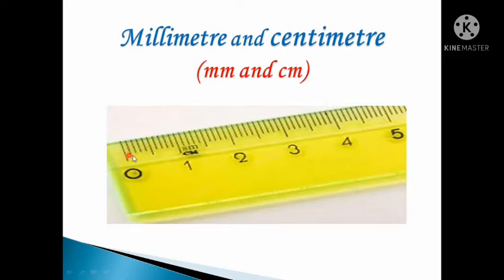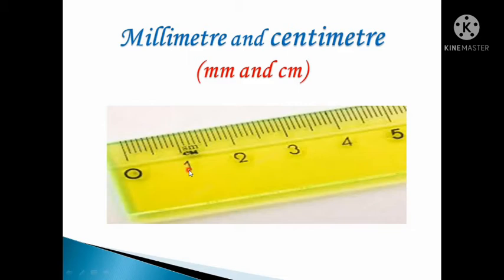And here 0 to the second line, it is 2 millimeter, and 3 millimeter, 4 millimeter, and 5 millimeter. Again, 6 millimeter, 7 millimeter, 8 millimeter, 9 millimeter, 10 millimeter. When you reach 10 millimeter, we will say it is a centimeter. Till 9 millimeter, we can use the word millimeters. When you reach 10 millimeter, then you can take it as a centimeter. So 10 millimeter makes 1 centimeter. So here it is 1 centimeter.